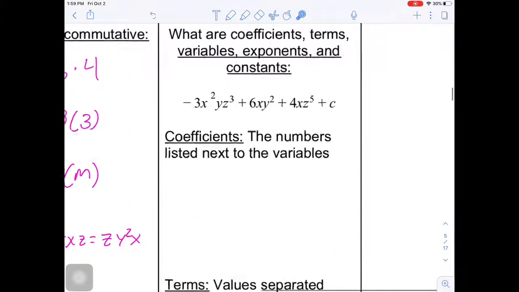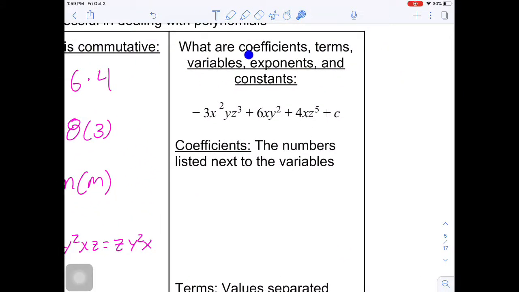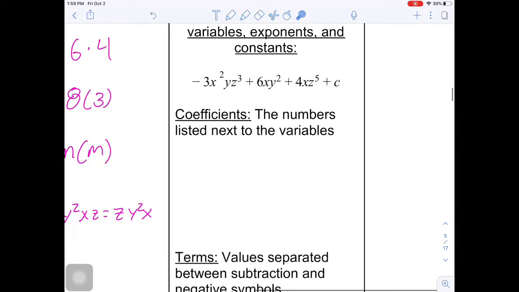And then some definitions that are really important to know. You need to know what coefficients, terms, variables, exponents, and constants are. So first off, what is a coefficient? The coefficients are just the numbers listed next to the variables. So you have your number here, number here, number here, and then this also counts as a coefficient, but this one's special. It's called the constant, okay? So our coefficients in this case, let's actually change this not to a c, but let's make it plus 8, okay? Sorry. So our coefficients here would be -3, 6, 4, and 8, okay?